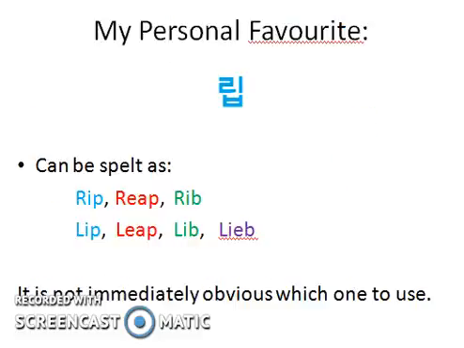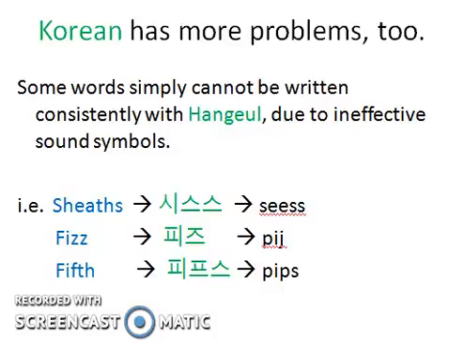Here's my personal favorite. This one symbol can be spelt 7 different ways. It's not immediately obvious to me which one to use. Korean has even more problems. Some words simply cannot be written consistently with Hangul due to ineffective sound symbols. Sheaves will turn into seeds. Fizz, fizz. Fifth, pips.